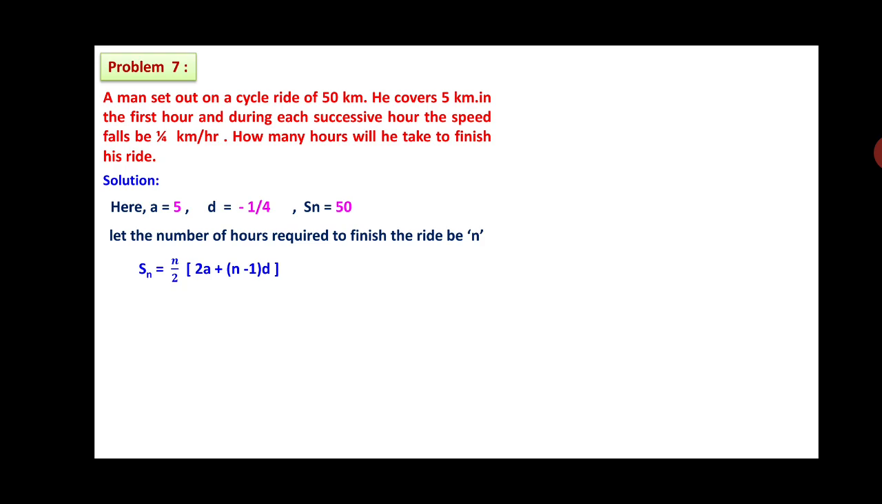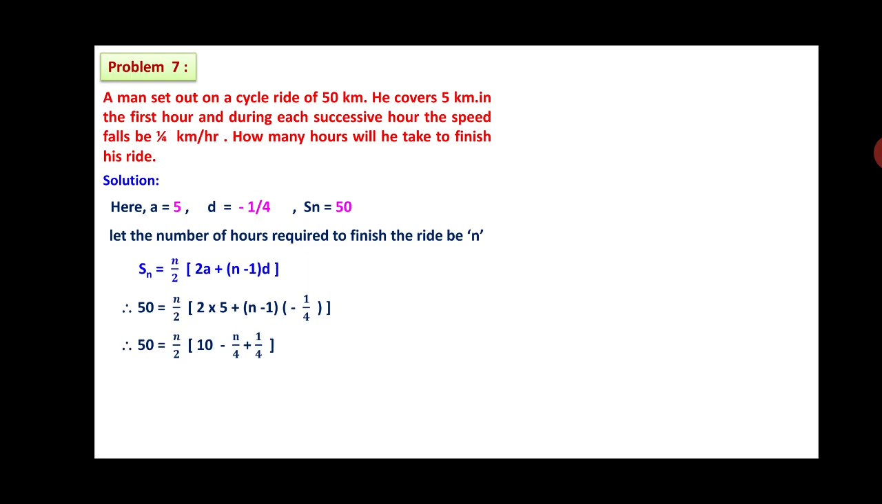We know the formula. Sn is equal to n by 2 into bracket 2a plus n minus 1 into d. We will substitute the values. Sn is 50, which will be equal to n by 2 into bracket 2 into 5 plus n minus 1 into minus 1/4. So, 50 is equal to n by 2 into bracket 10 minus n upon 4 plus n upon 4. Friends, here 5 2s are 10 and n minus 1, we have solved the bracket.